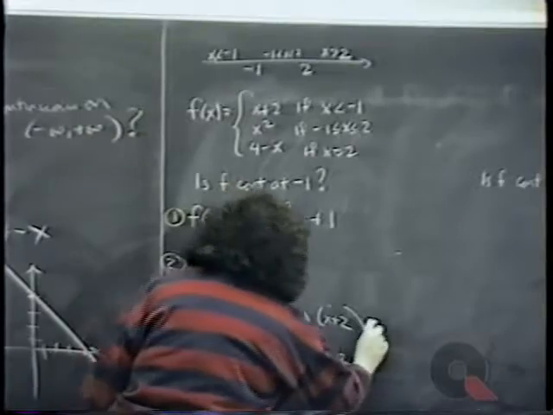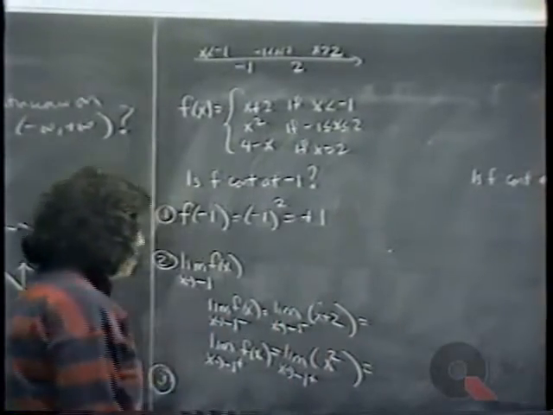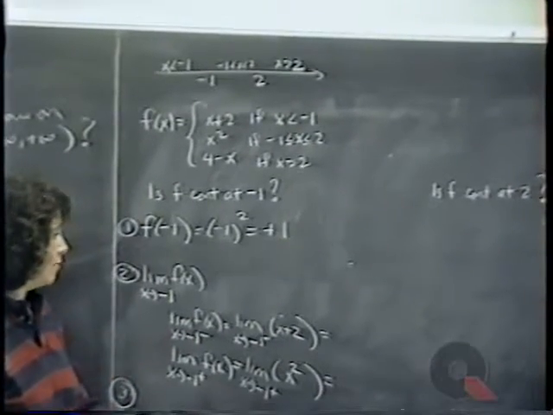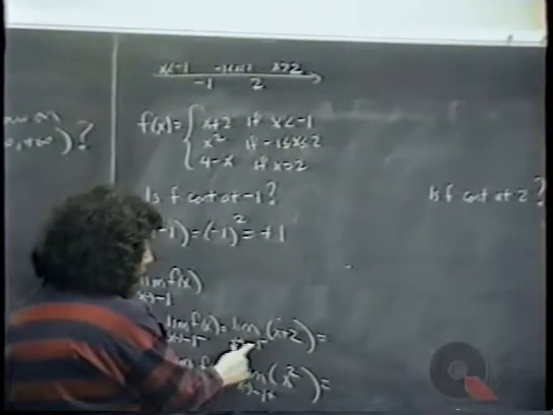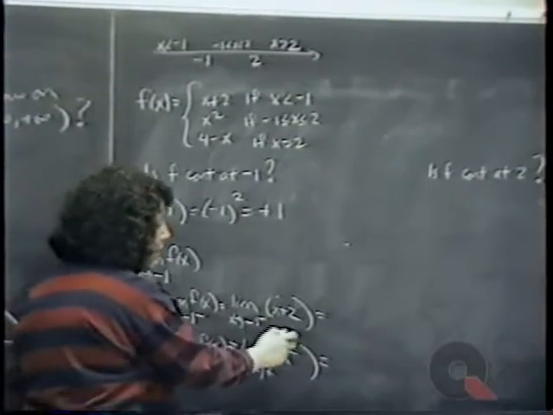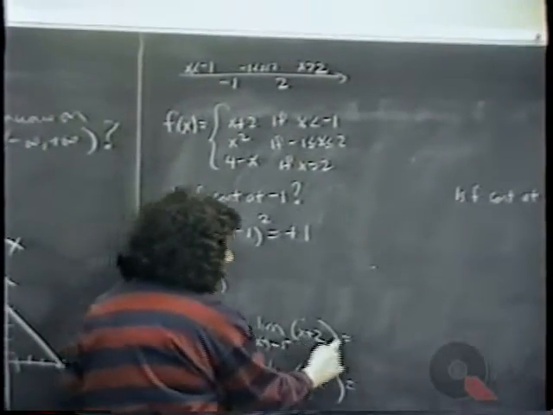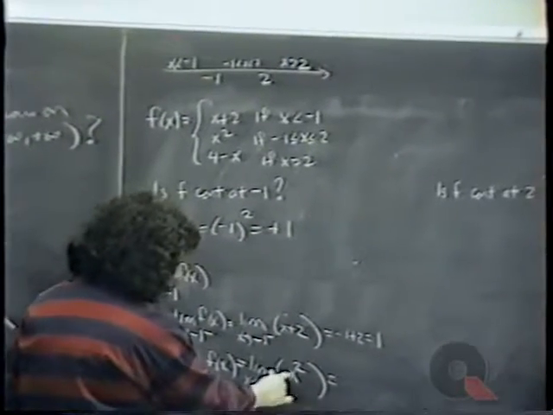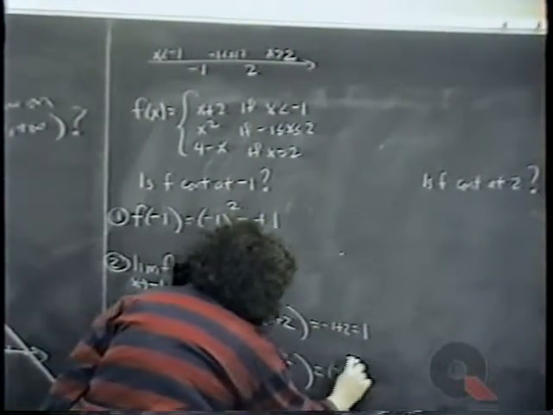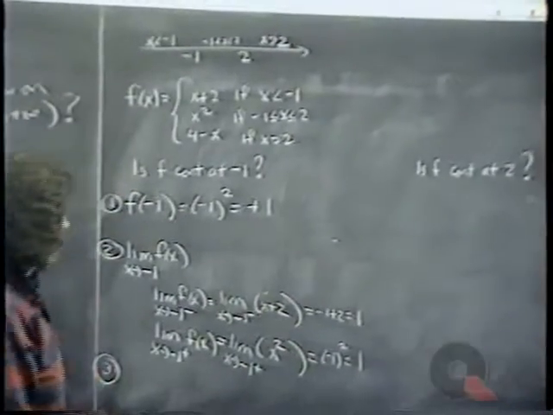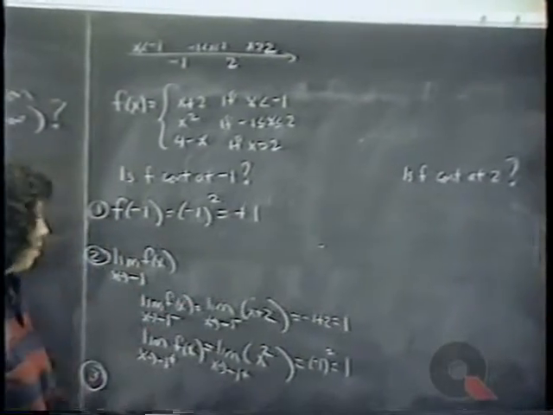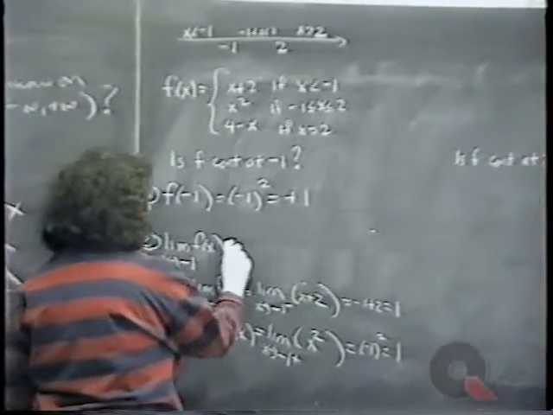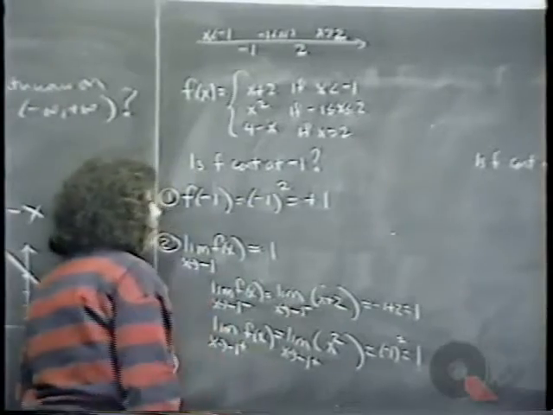Now, each of these limits can be found by substitution because these are just polynomials, and we know the limit of a polynomial can be found by substitution. So if we want to find out what happens as x approaches minus 1, we can let x be minus 1: minus 1 plus 2, and that's 1. Here we let x be minus 1, we get minus 1 squared, that's 1. Since the limit from the left is 1 and the limit from the right is 1, then the limit of f of x as x approaches minus 1 is also 1.